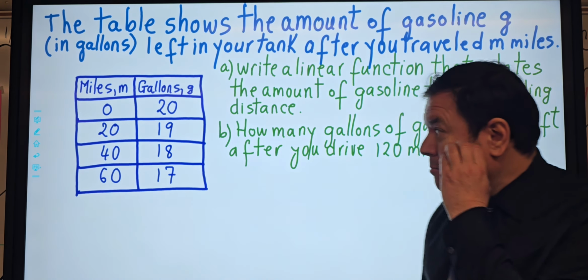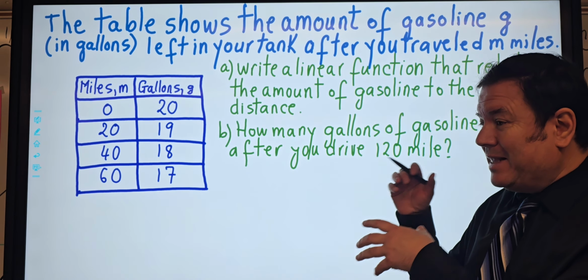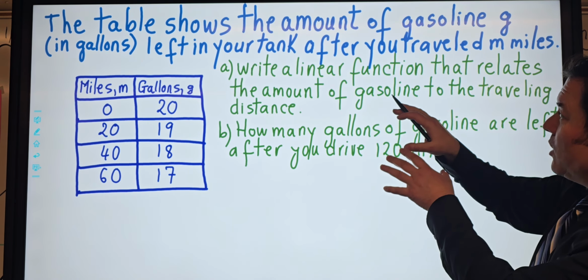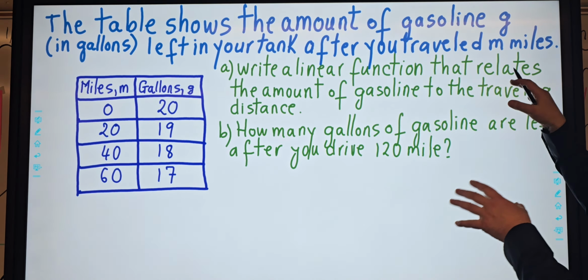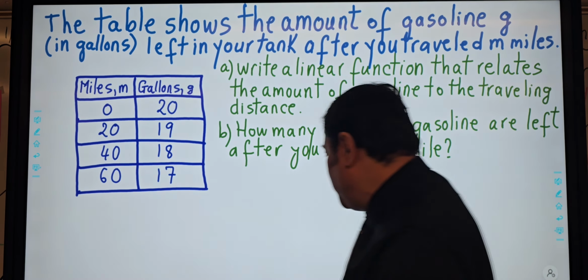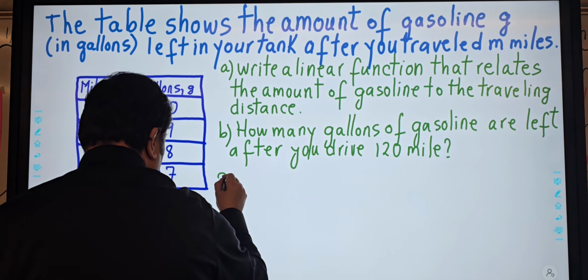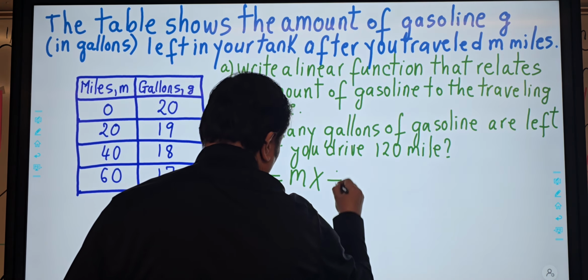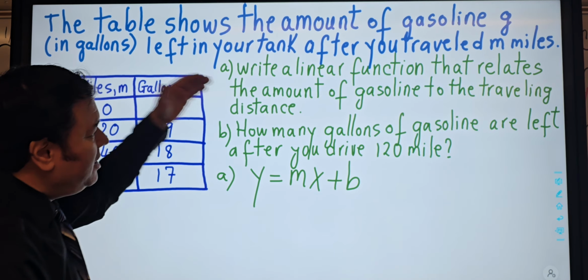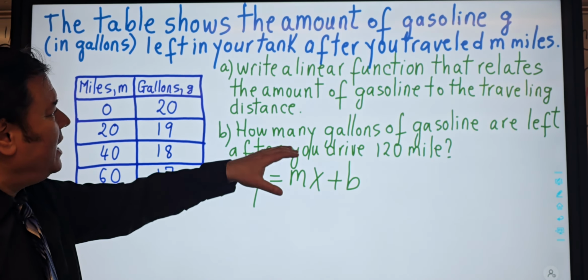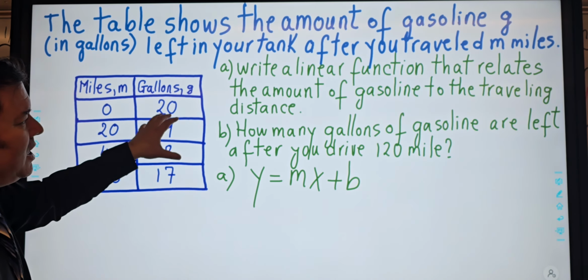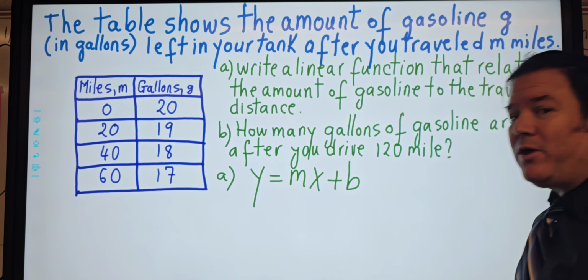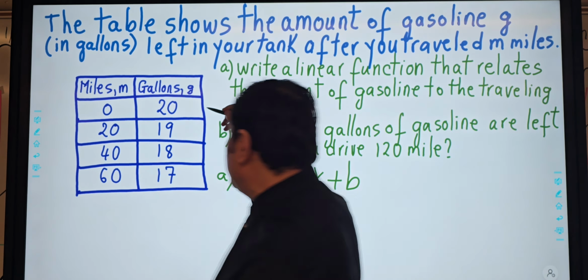But let's take a look at the problem now and see if we can find a pattern, because we need to answer this question. We need to write a linear function in the form y equals mx plus b. We need to write a linear function in this form that relates the amount of gasoline G to the traveling distance m, right? So let's see if we can find a pattern. Let's take a look at the gallons.